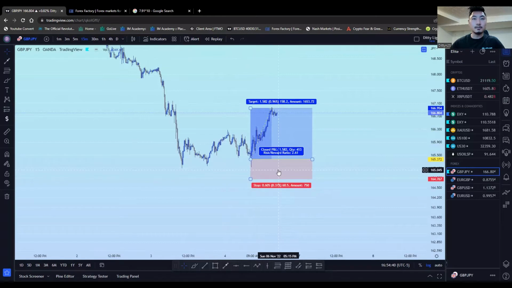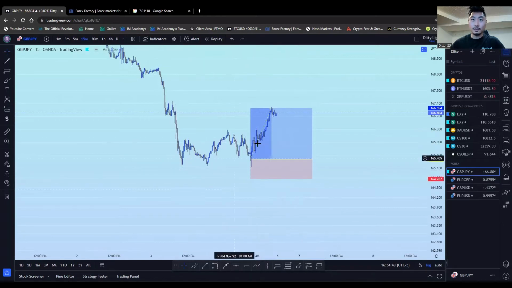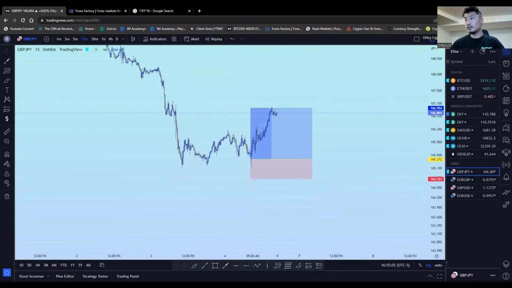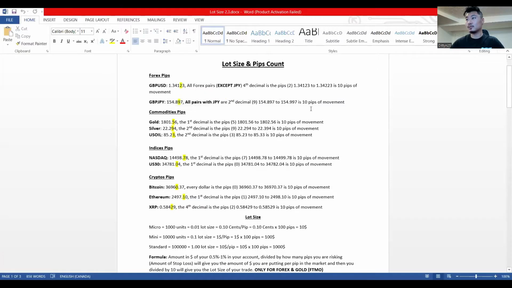GBP USD for this, for example, this position here, 60.5 pips. You see here in the middle, 60.5 pips. So every pair has its own pip count, but you have to know it, right? So for GBP JPY, what we said is here, the second decimal, right? I'm gonna go fast because you can just pause this video to really look at the document, at the file.